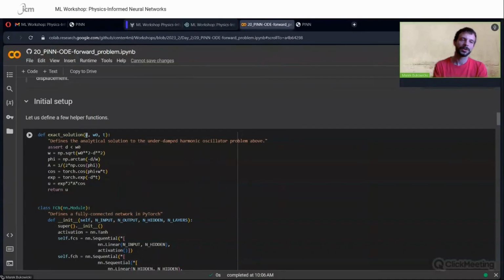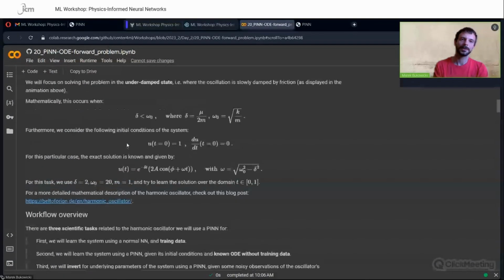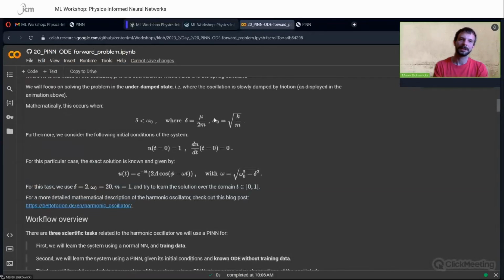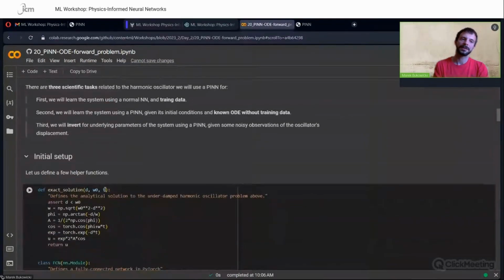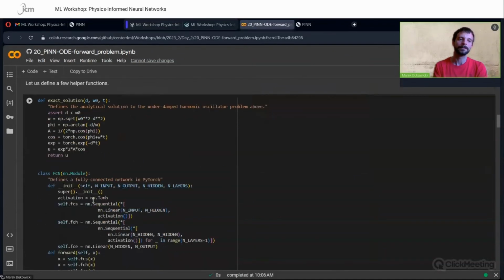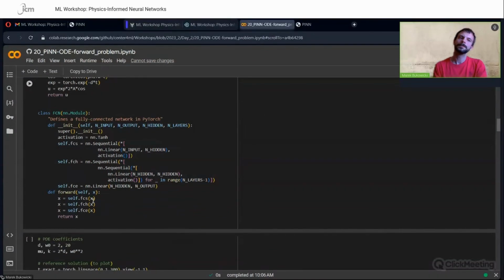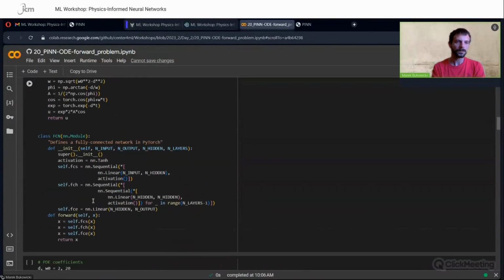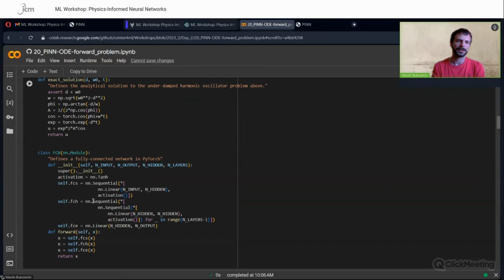Here's a little function which, for delta and omega 0 and a time array, gives the equation. Delta and omega 0 are numbers, and TS is an array, and the output is the position at these times. And below we have a neural network, which is pretty much the same as you had before.